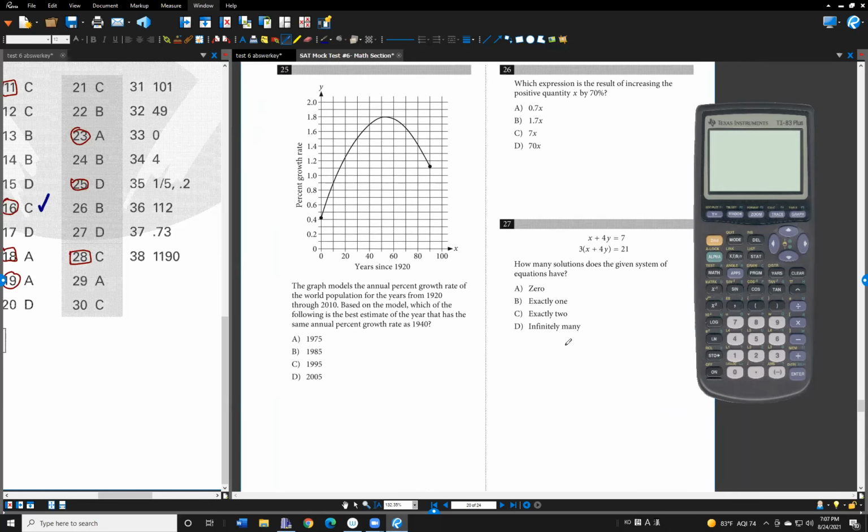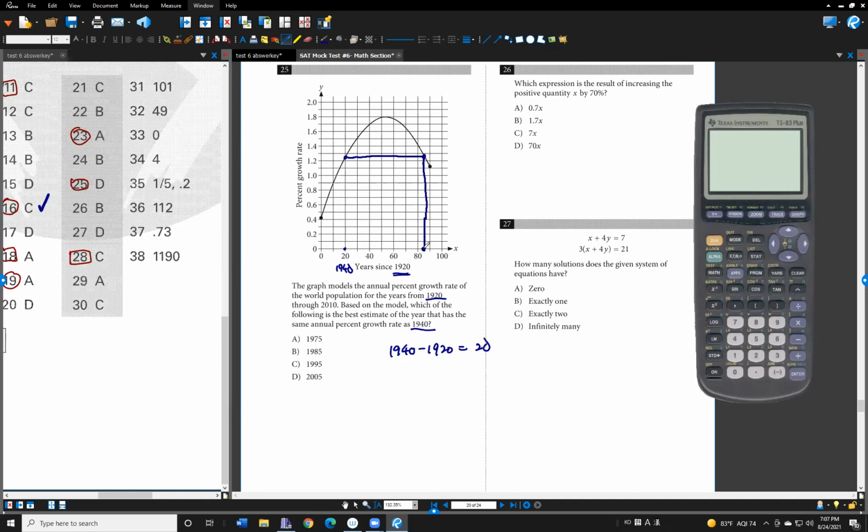That is number 24. Now number 25. Over here, this is modeled by the percent growth rate of world population between 1920 and 2010. Based on this model, which of the following best approximates the year that has the same annual percent growth? 1940 minus 1920, what? The value of T is 20, right? Since 1920, 20 over here. This is 1940, actually. This point, right? Which are the same value. This year, right?